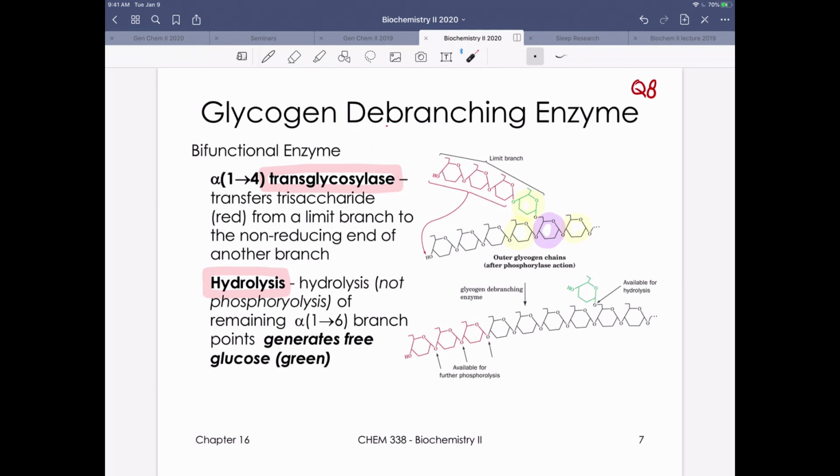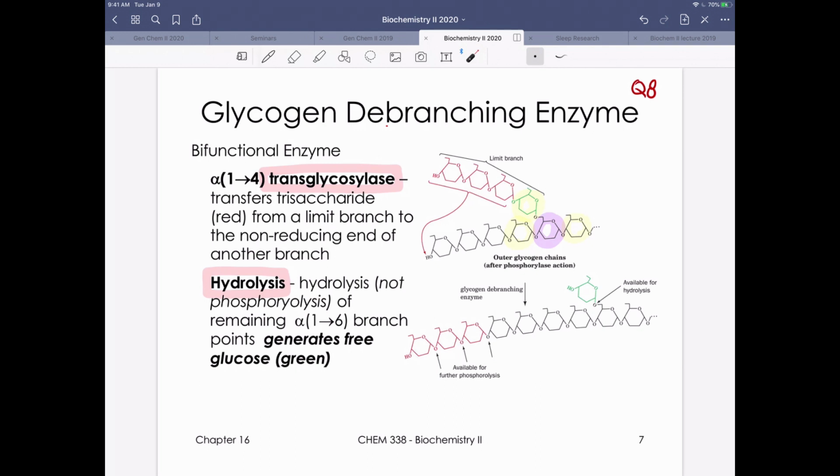The second activity is hydrolysis activity, and this is really unique. This is, again, the residue here. Even though it's a yellow residue, it's linked by an alpha-1,6 glycosidic bond. So again, it's next to the branch point glucose residue. It's next to the one that has 3 linkages. But this residue is actually going to have its glycosidic linkage broken by hydrolysis chemistry. Hydrolysis chemistry is going to generate free glucose. So this residue here is going to be liberated as free glucose.